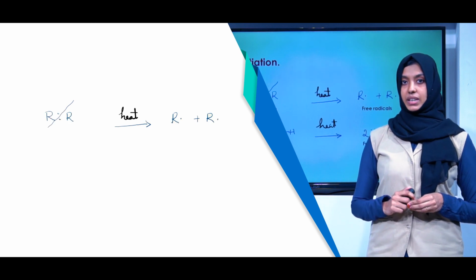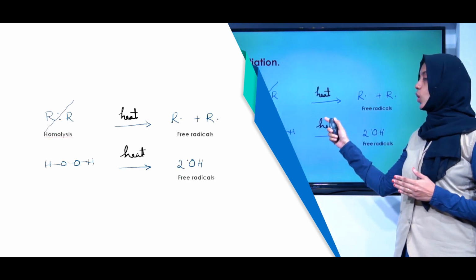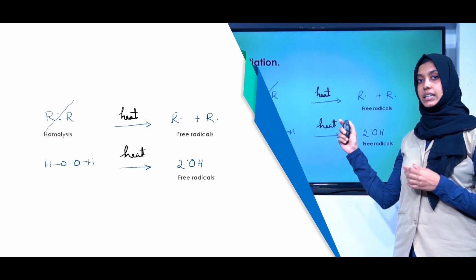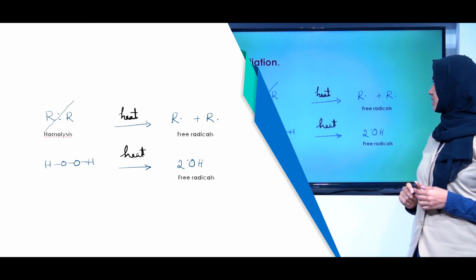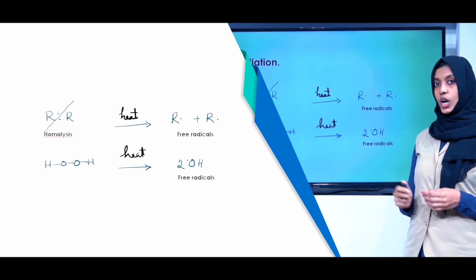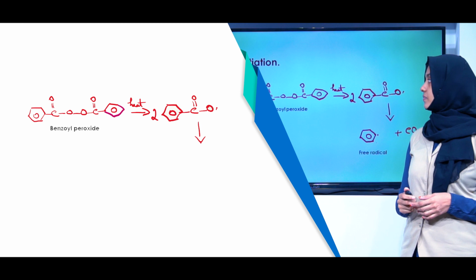Let's see the mechanism here. You can see an initiator undergo homolysis. Homolysis is a homolytic cleavage or homolytic decomposition. By applying heat, it becomes two free radicals. There is an example for this. Hydrogen peroxide on heating will yield two OH free radicals.